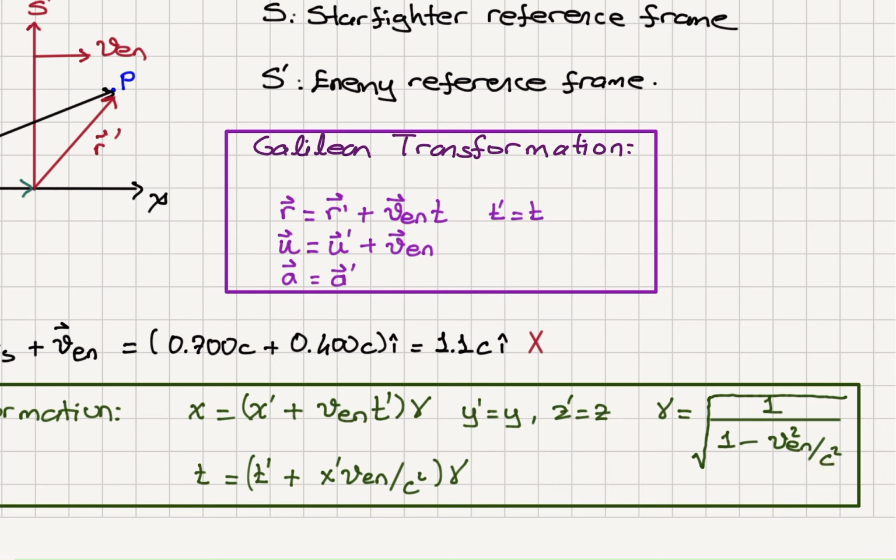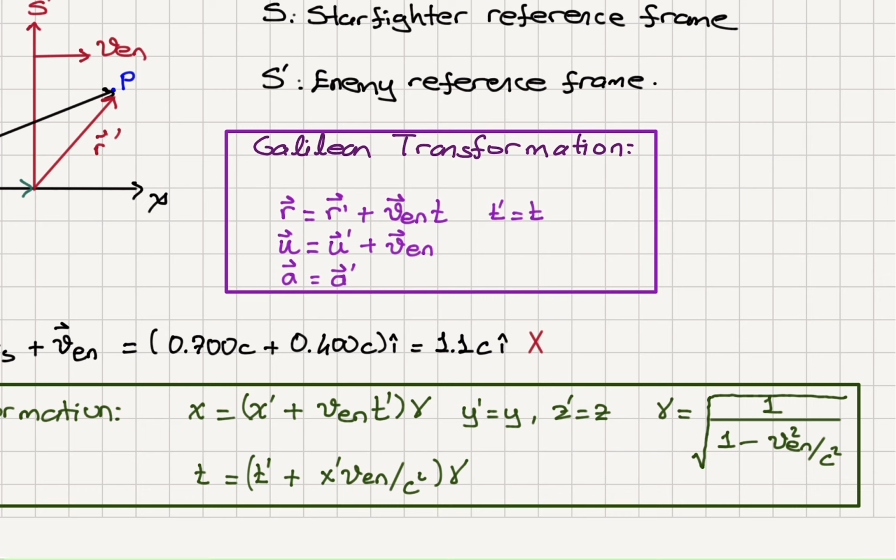So once again, instead of having x is equal to x prime plus vn times t, we have x is equal to x prime plus vn times t prime multiplied with gamma, the relativistic correction factor, and t prime is not equal to t. T is equal to t prime plus x prime vn, the product of these two, divided by c square multiplied by gamma, the relativistic correction factor. That's our Lorentz transformation of the position and time.